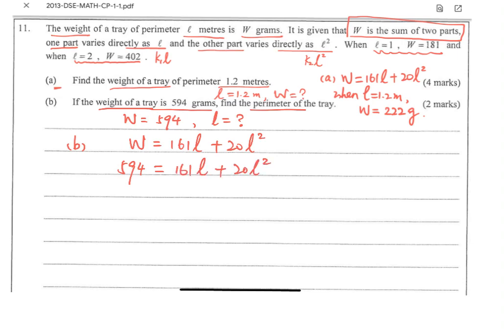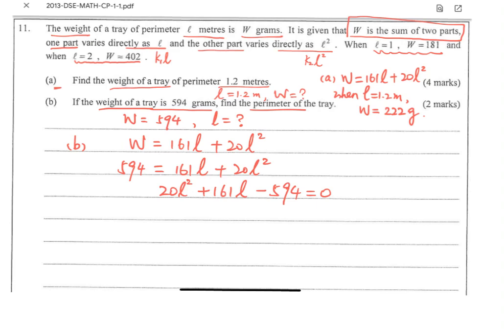So it means that you need to solve a quadratic equation. This 20L squared, this is 161L, and on the right hand side, we move 594 from left to right, so minus 594. Originally we should write zeros here, but I want to make it a better presentation, so I write it on the right hand side. Ax squared plus bx plus c equal to 0.